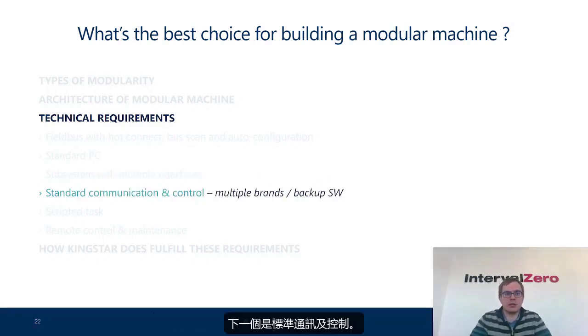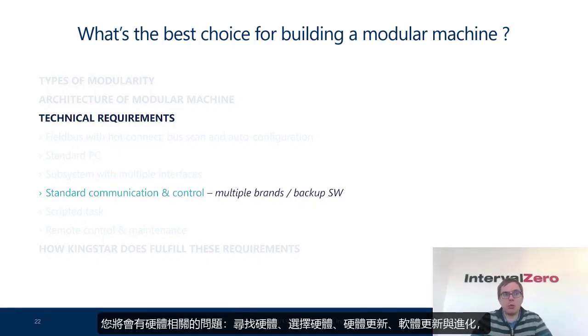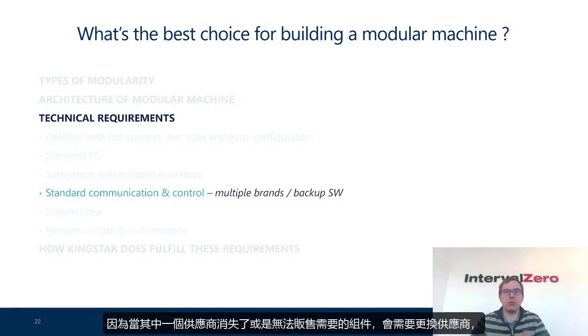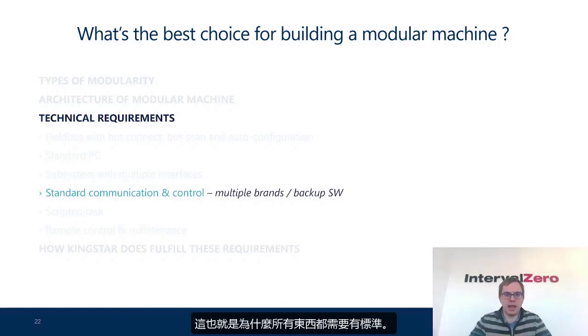The next step is going to be standard communication and control. Even now with all the hardware issues, finding hardware, selecting hardware, updates, software updates and evolutions, you will want to have backups for everything, both software and hardware, because if one of your vendors disappears or cannot sell you at this point, you will want to be able to switch. This is why everything has to be based on standard.